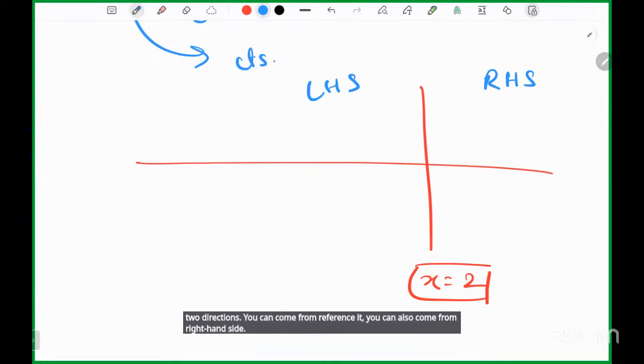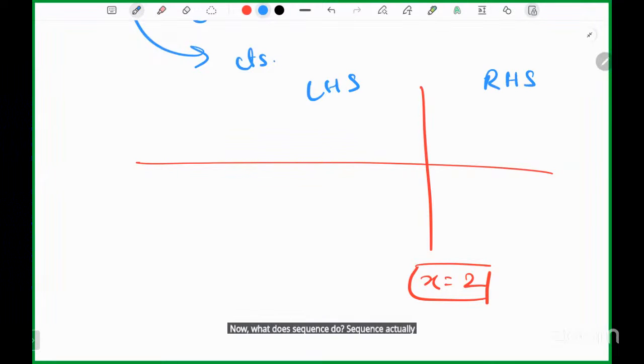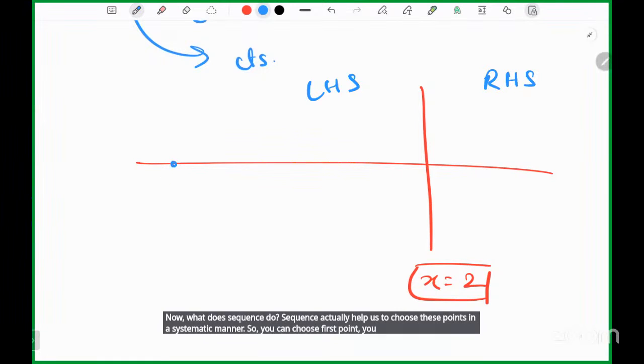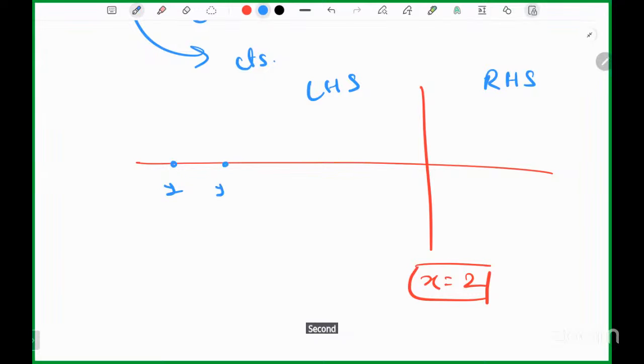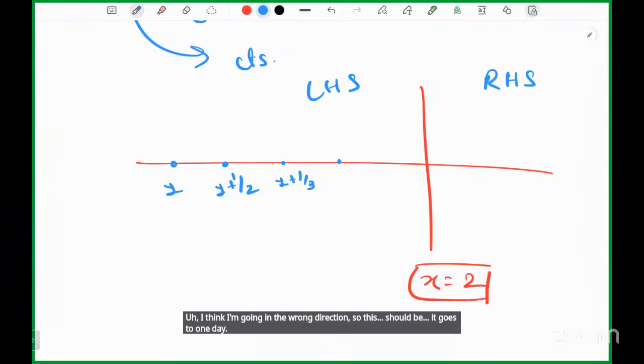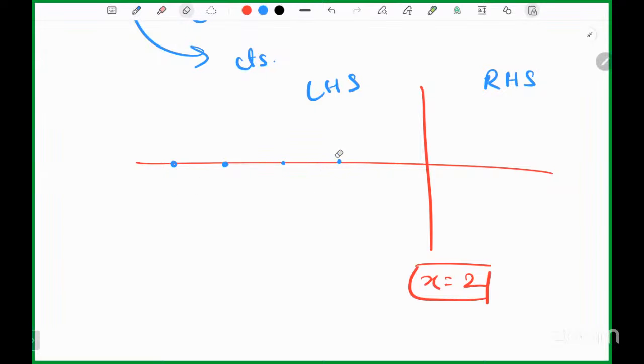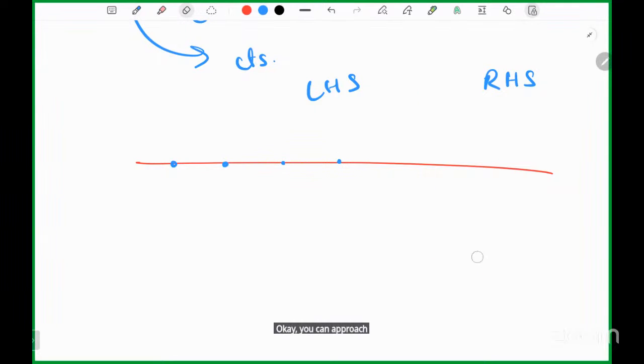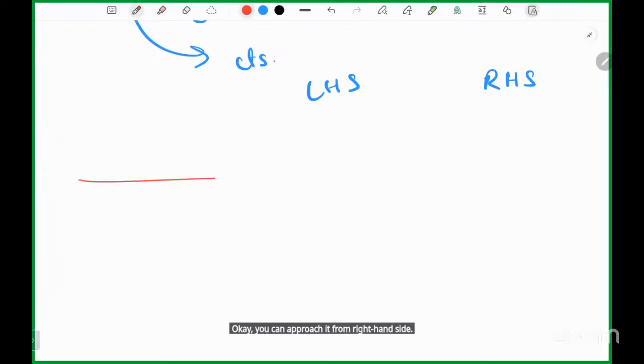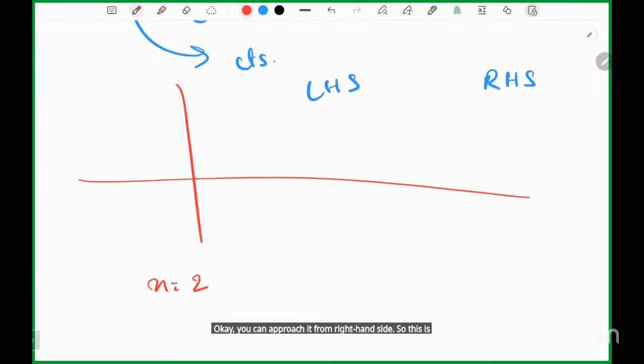Now what does sequence do? Sequence actually helps us to choose these points in a systematic manner. So you can choose first point to be 1. Second point, you can choose to be, okay, 1 plus 1 by 2. Third point, you can choose to be 1 plus 1 by 3. I think I'm going in a wrong direction. So this should be, it goes to 1, right? Okay, you can approach it from right hand side. So this is your x is equal to 2.